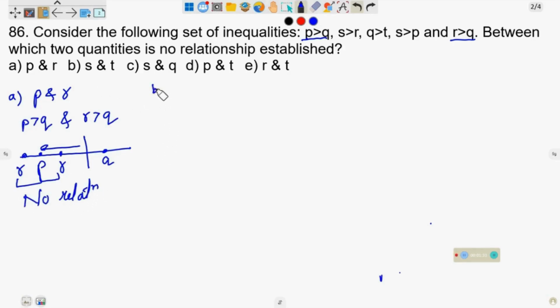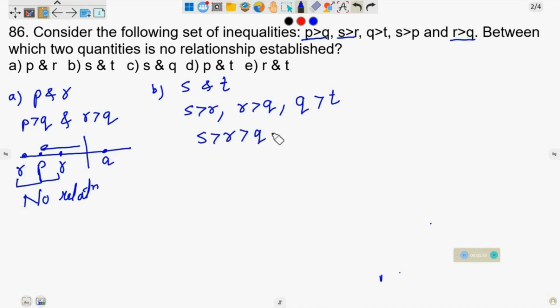Now let's take option B, which says S and T. So for S and T, we will take three possibilities actually. S is greater than R, R is greater than Q, and Q is greater than T. Now we will arrange them. So S is greater than R is greater than Q, and Q is greater than T, which directly implies that S is greater than T. So yes, there is a relation between S and T.